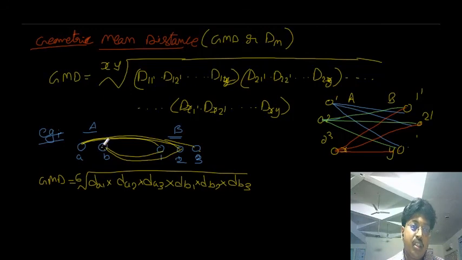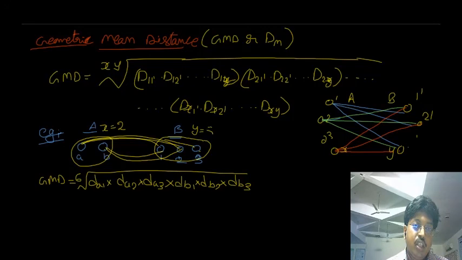If you observe this case, how many strands are there in conductor A? 2, that is x equals 2. How many strands are existing in conductor B? That is 3, 1, 2, 3, that is y equals 3. So the xy-th root, that is x into y, 2 into 3, gives 6. This is the way we calculate the geometric mean distance.